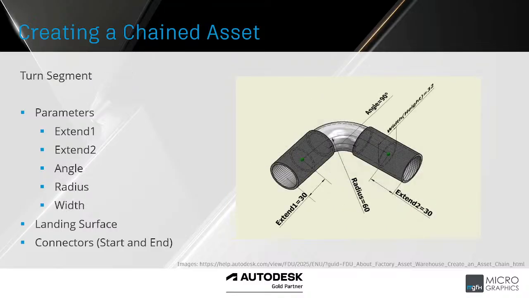Then the turn segment, the 2 extension sides on the turn segment with the extension. So you've got extend 1 and extend 2. Those are respectively the lengths at the start and the end of the turn. And then we have angle, radius, and width, which, because in this case it's round, it's also your height, but you could have width and height parameters depending on the type of object you're creating.